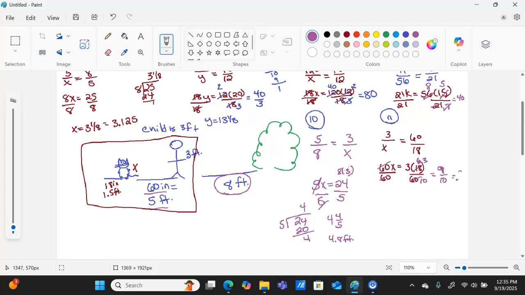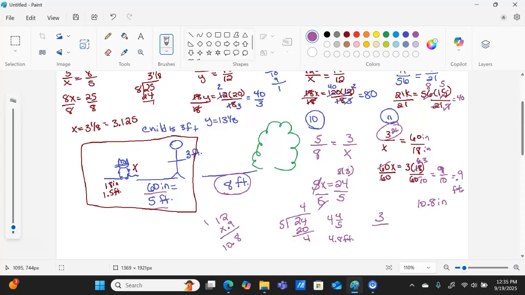What you have to be careful of here is that this is 9/10 of a foot, because this unit is in feet. These are in inches, but this is in feet. So the cat is 9/10 of a foot, which would be 10.8 inches. So whatever unit the top of the fraction is, the bottom of the fraction has to be in the same unit. And then I said I'd show it to you in feet.